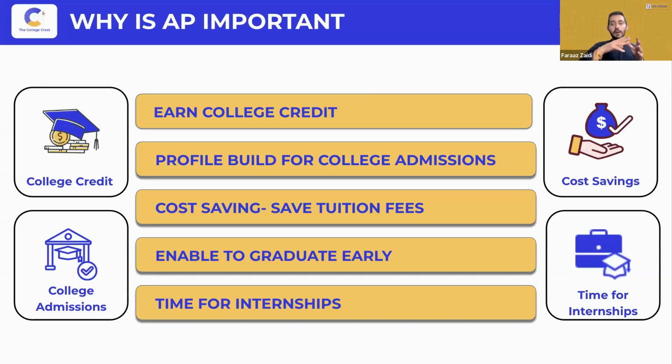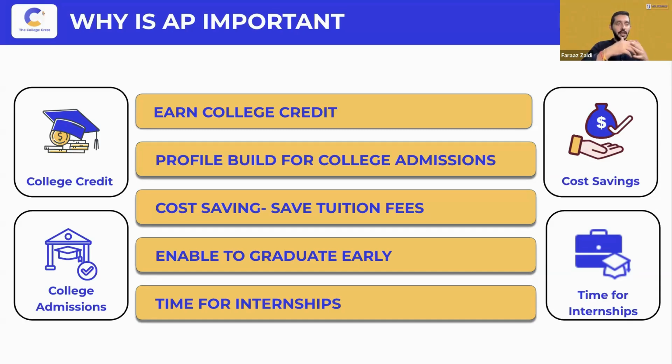So let's begin by discussing the first point on your screen, which is earn college credit. AP exams offer a chance to earn college credits even before you set foot on campus. This means that you could potentially, as I've just said in the previous slide, skip introductory courses. And if you're not skipping courses, you could also graduate early. It gives you a significant head start in your college journey.